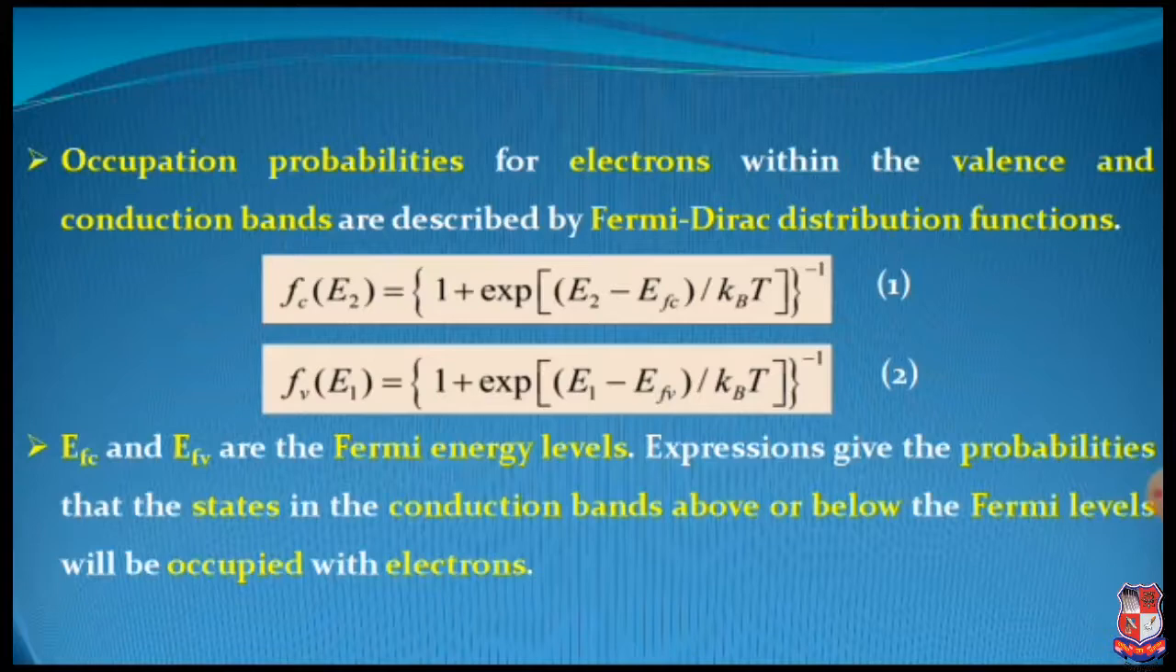Again, FV(E1) is equal to [1 plus exp((E1 minus EFV) upon kBT)] inverse. FV is the occupation probability for electrons in the valence band. Here in equations 1 and 2, the right hand side terms have EFC and EFV. These are nothing but the Fermi energy levels. The expressions give the probabilities that the states in the conduction and valence bands, above or below the Fermi levels, will be occupied with electrons.